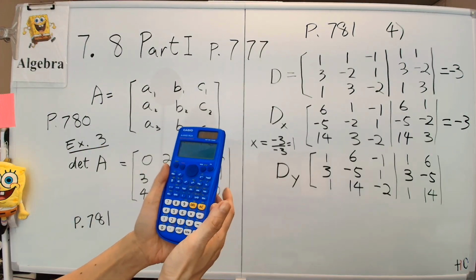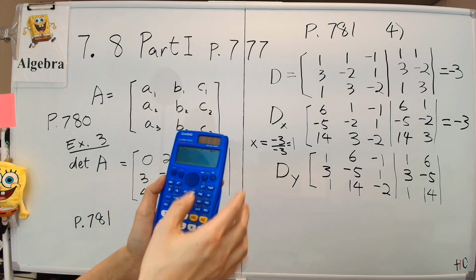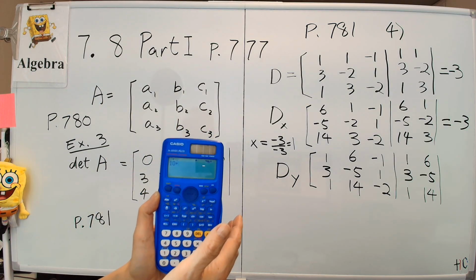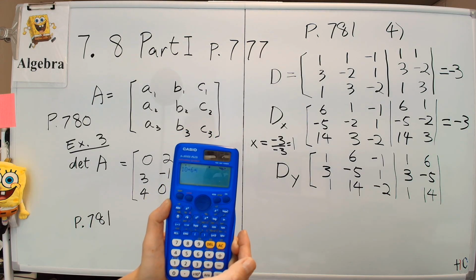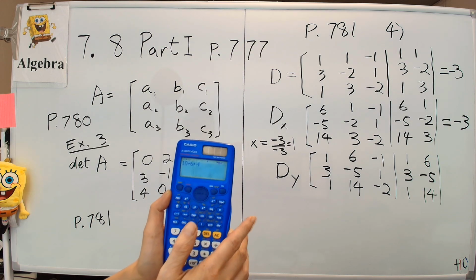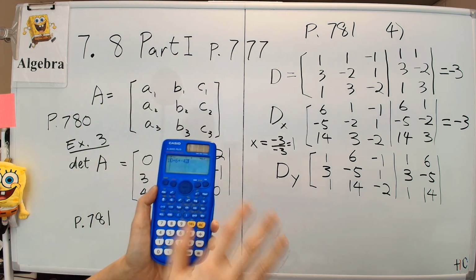Let's see. Okay, go down. That is 1 times minus 5 times minus 2. That's positive 10. Plus, next, 6, 1, 1. That's 6. Plus, minus 1, 3, 14. Don't forget the negative. Negative 3 times 14, it should be negative 42. Okay, so that's all the ones going down.